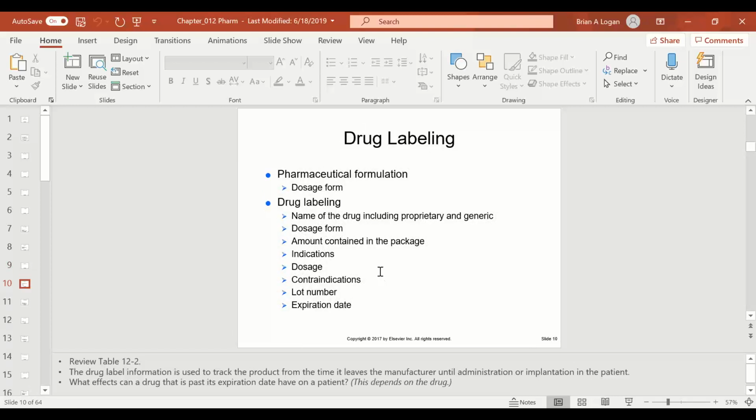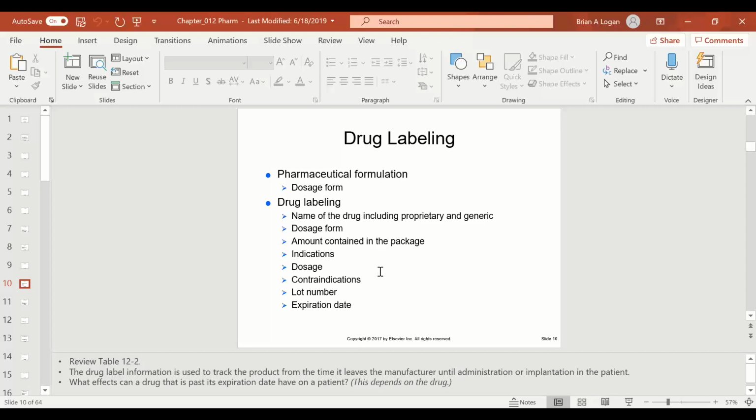Drug labeling, right? This is what you read on the label on the outside of any bottle, pill bottle or anything like that. It'll tell you its dosage form, right? Is it a pill? You have to take it by mouth. Is it topical? You just put it on the skin. If it's oral, then it could be in pill or it could be in liquid. Something you have to drink, right? Things like that.